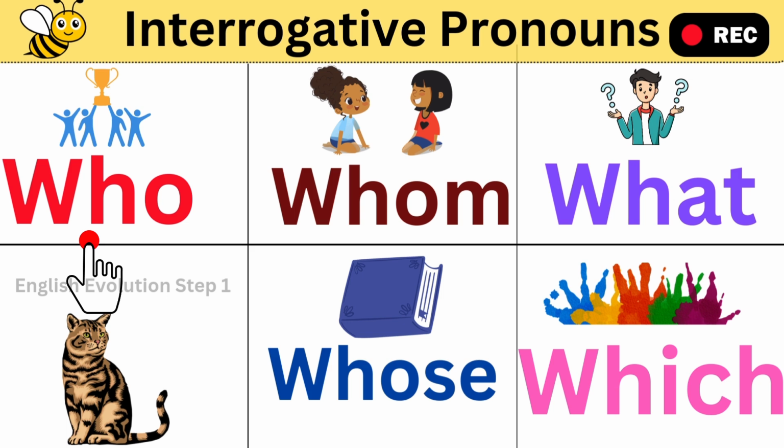Who refers to people and is used as the subject of a question. Whom refers to people and is used as the object of a question. What refers to things or information. Whose indicates possession and asks about ownership. Which refers to a choice between a limited number of items.